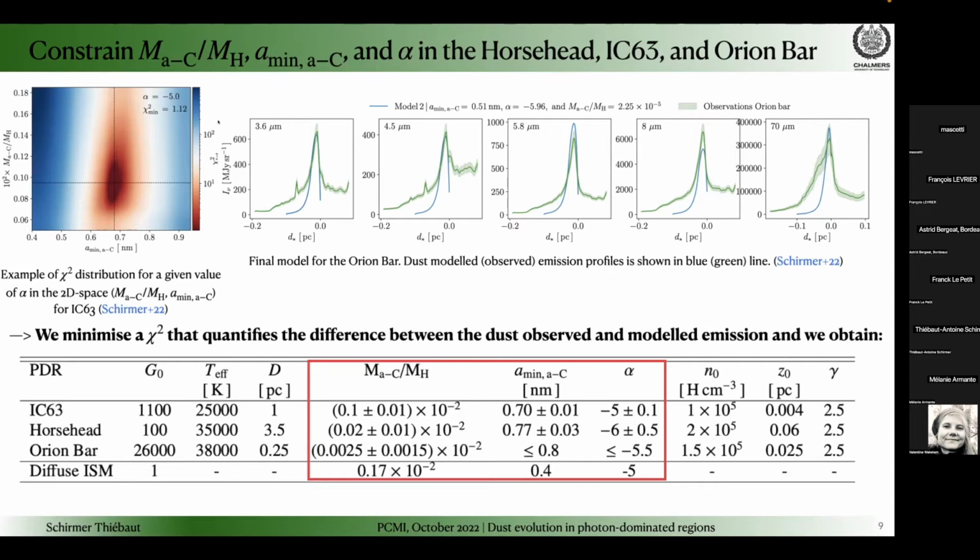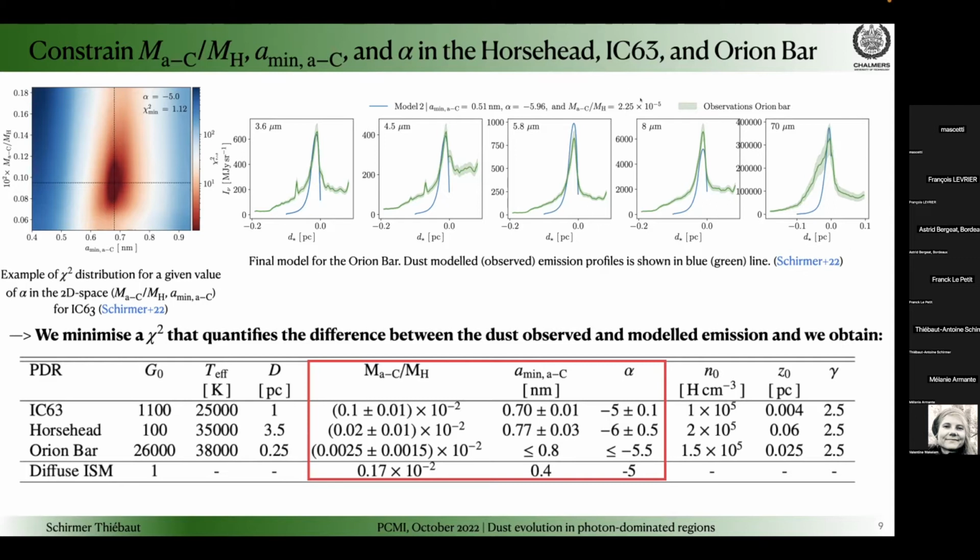So here you have an example of the chi-square distribution in the 2D space defined by the nanograin abundance and the nanograin minimum size for a given value of alpha. And what you see here is that we have a clear minimum for IC63, and it is the same for IC59, and the same for the Orsed, and almost the same for the Orion bar. And here for the Orion bar, you have an image of the final results.